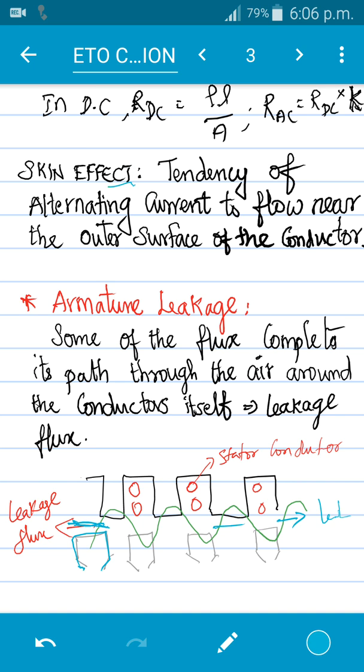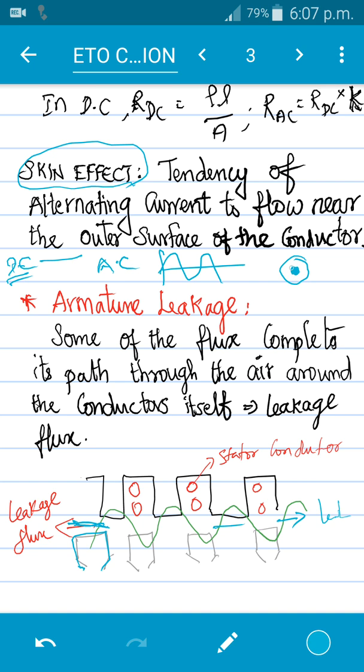The skin effect you can find in AC. It is the tendency of an alternating current to flow near the outer surface of the conductor. See, in DC it is constant, in AC it is alternating. So if we take the conductor, because of the strong back EMF in the center, more of the electrons will be pushed to the outside. That is called skin effect. We will not go deep into the skin effect, just an outline.